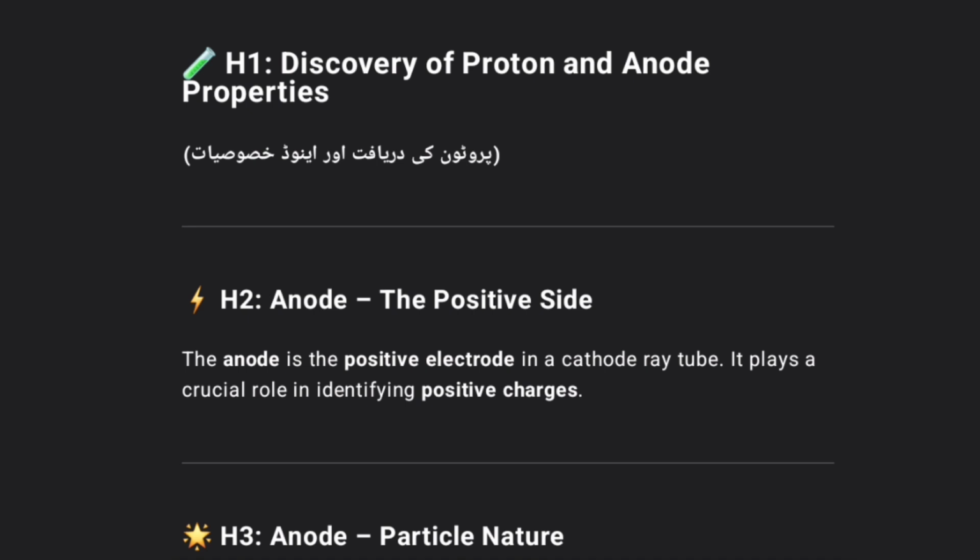Anode, the positive side. The anode is the positive electrode in a cathode ray tube. It plays a crucial role in identifying positive charges.